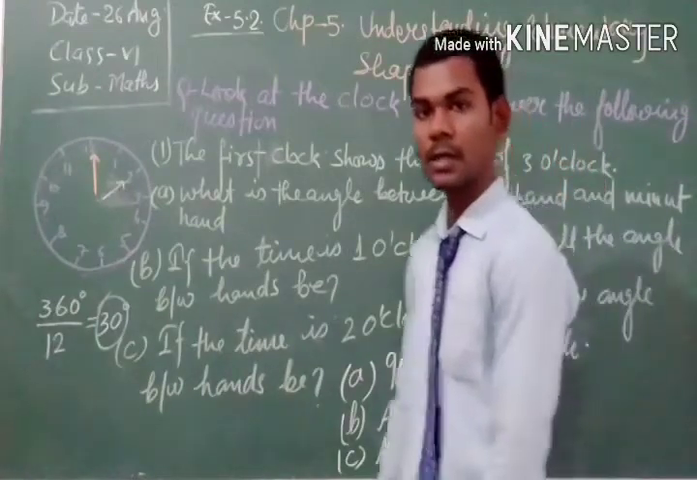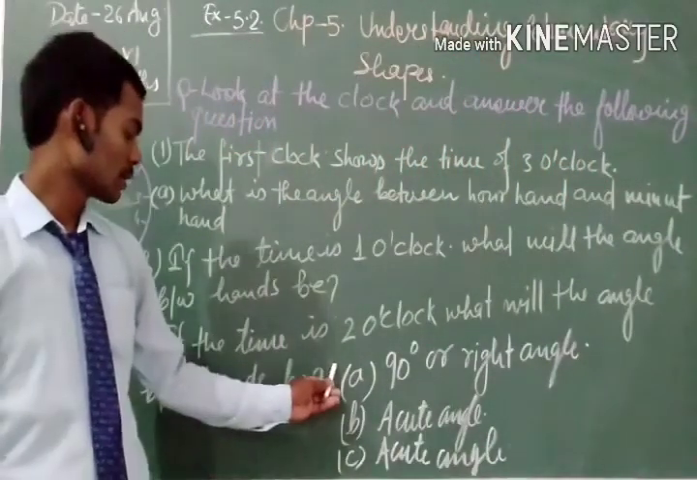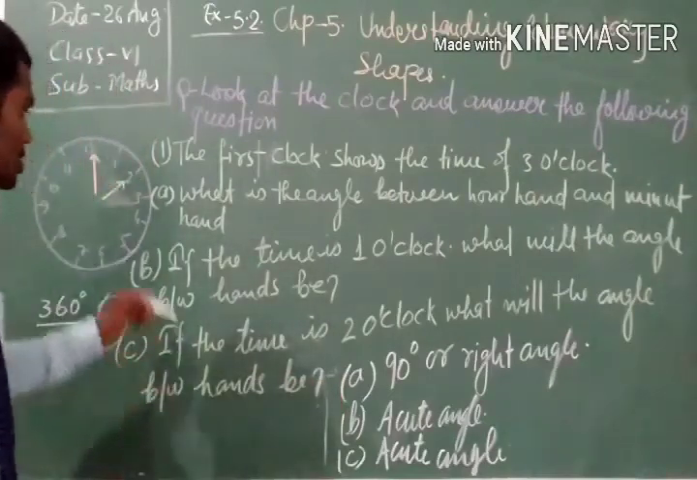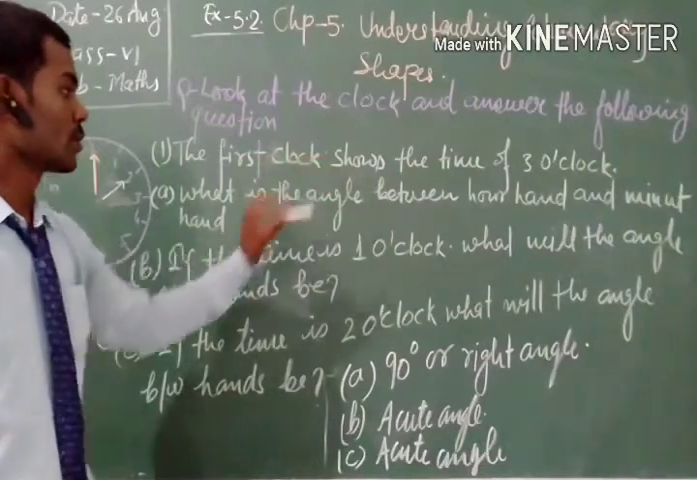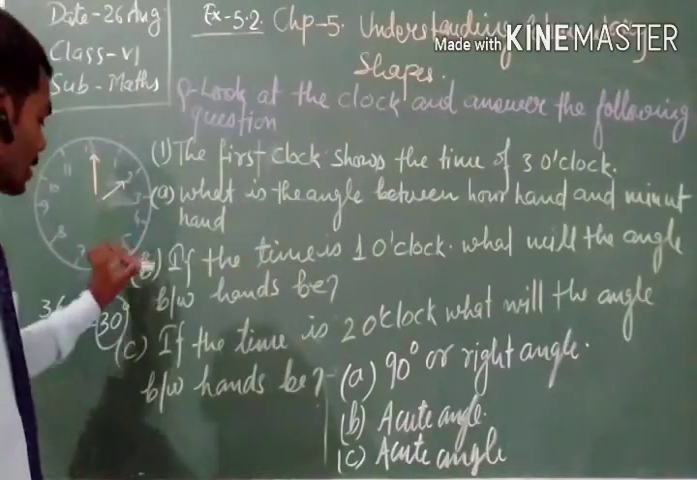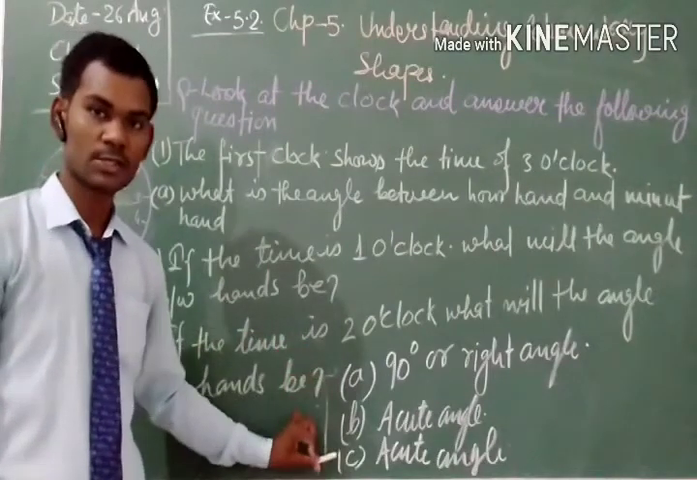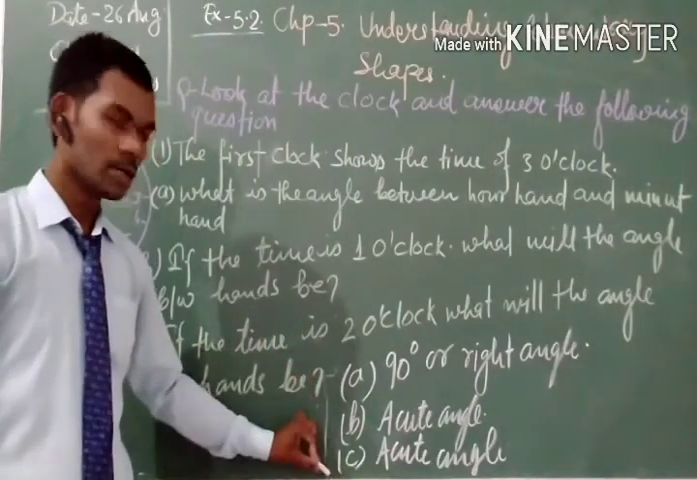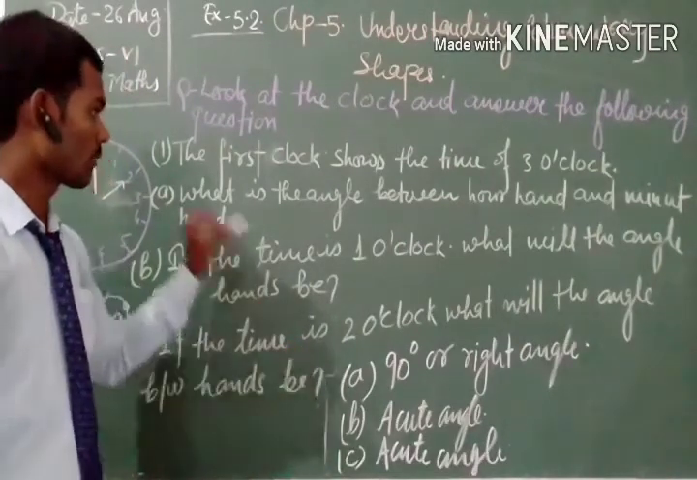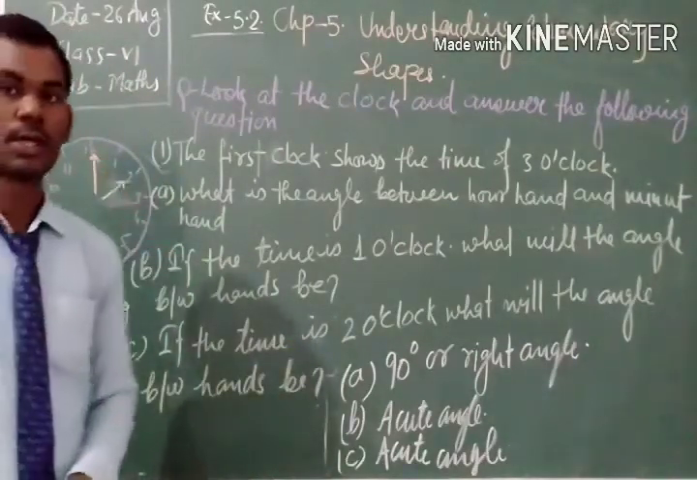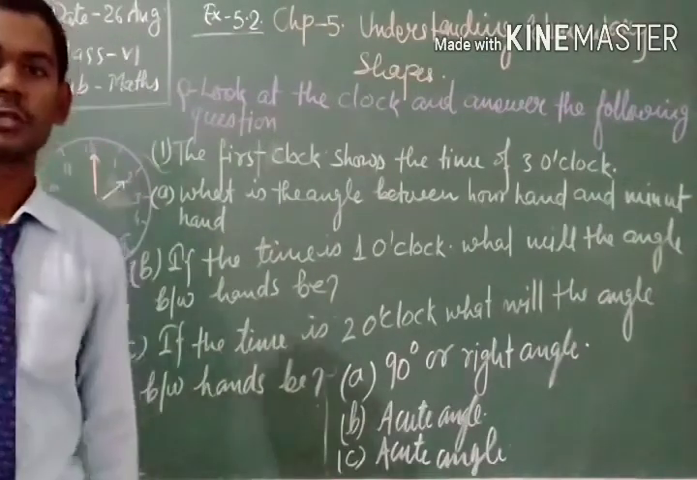I hope it is clear to all students. So these are the three answers to the questions when the first clock represents 3 o'clock. Three conditions are given for which we have to give our answers. So these are the required answers to the first question. I hope it is clear to all. Now let us see our next questions.